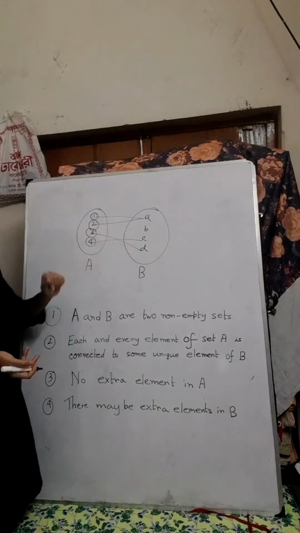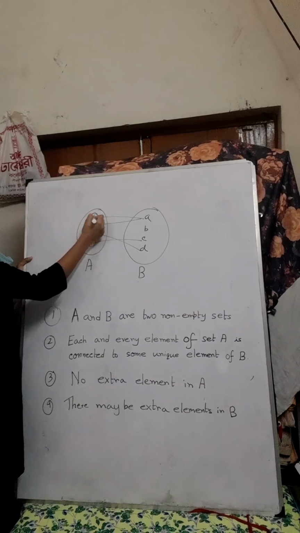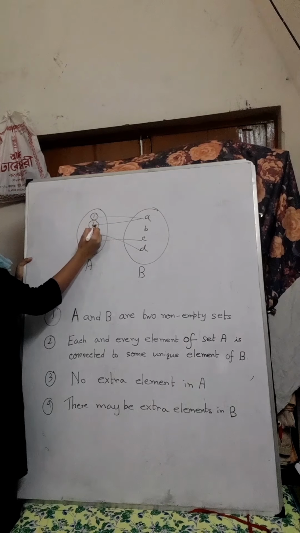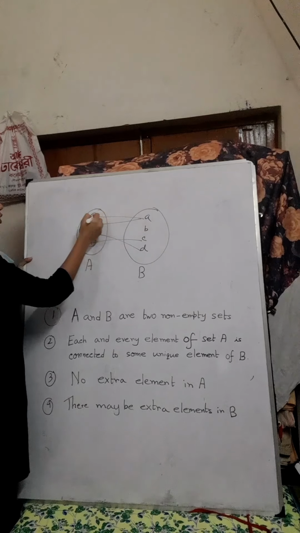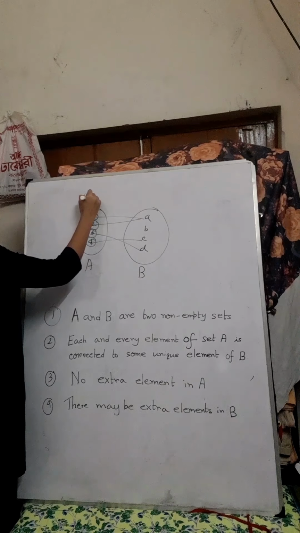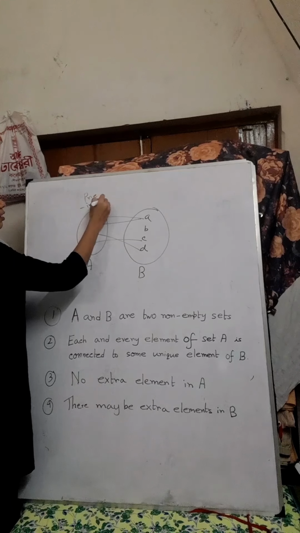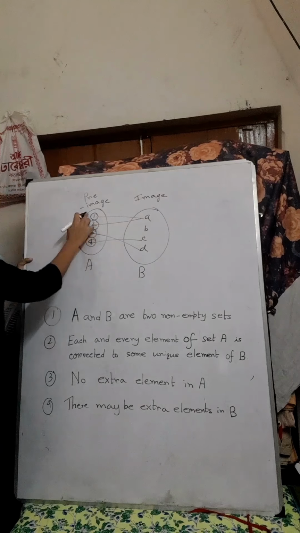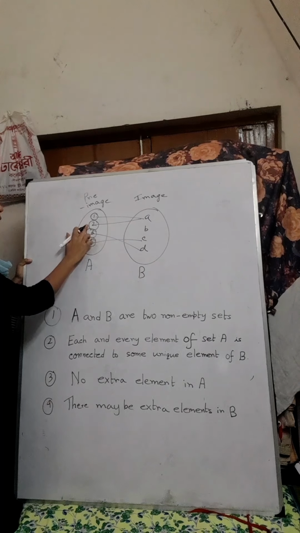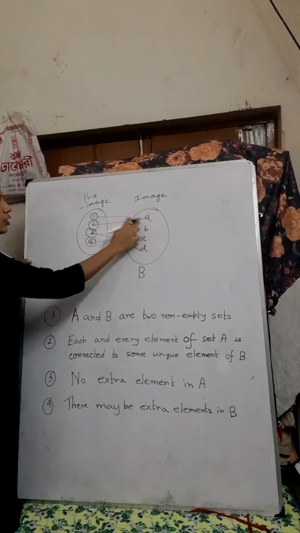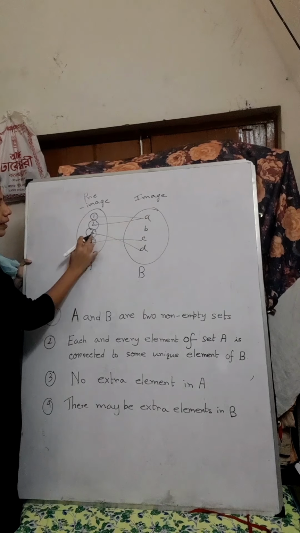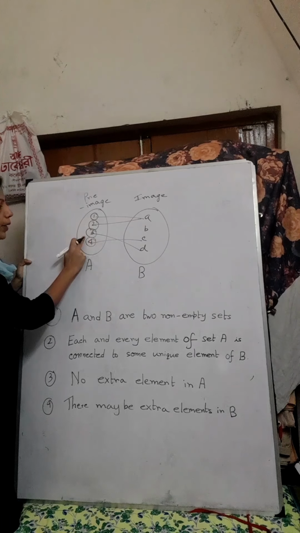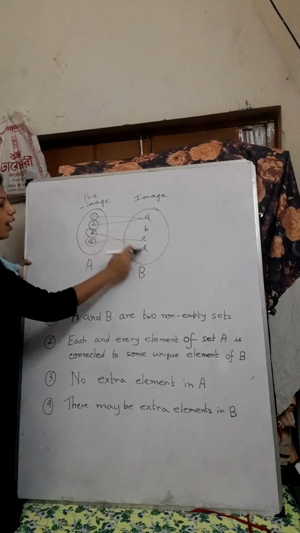Now one more thing is there, that you can observe that this one is many to one, because more than one element is connected to the same image. You know that this one is called pre-image and this one image. So we can say that more than one pre-image may be connected to the same image. So this one is many to one, and 3 to D, 4 to C, it is called 1 to 1, because for one pre-image there is one image, so 1 to 1.